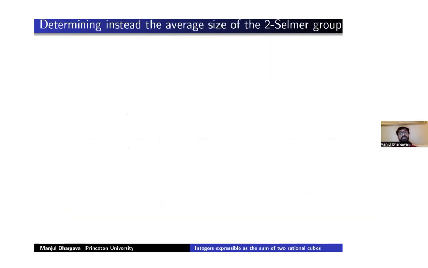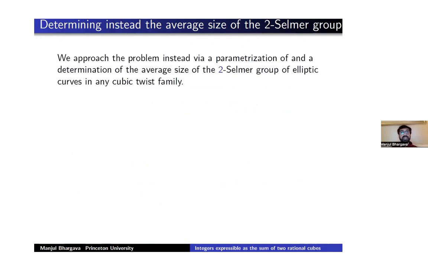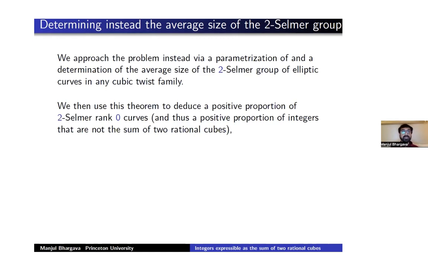And so what we do is we determine instead the average size of the 2-Selmer group rather than the 3-Selmer group. So we actually determine the average size of the 2-Selmer group of elliptic curves in any cubic twist family by parameterizing and then determining the average size of the 2-Selmer group. And then we use this theorem on the average size of the 2-Selmer group to deduce that a positive proportion of 2-Selmer rank zero curves exists in any cubic twist family. And so in particular, a positive proportion of integers are not the sum of two rational cubes.